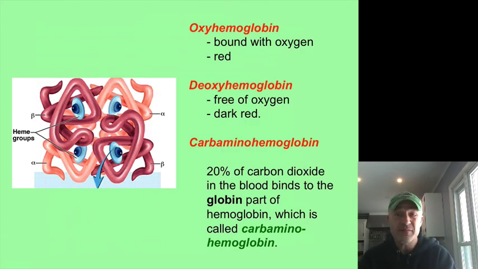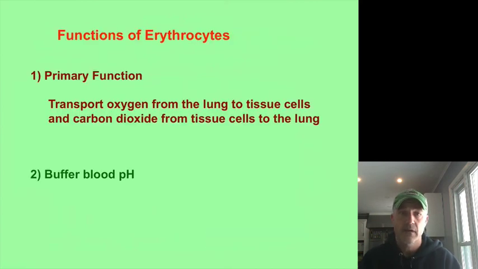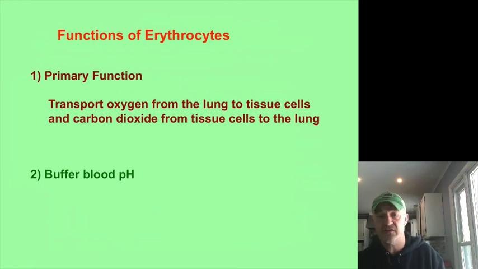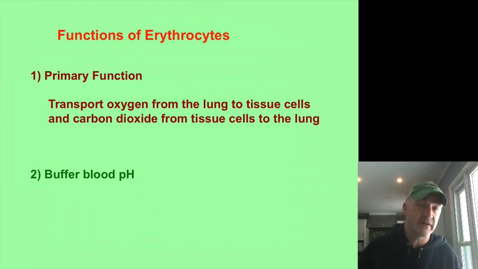We do give some different names to the hemoglobin depending on what's bound to it. You have oxyhemoglobin when it's bound to oxygen, deoxyhemoglobin when it's free of oxygen. And if we have carbon dioxide bound to the globin portion, we call it carbaminohemoglobin, which I just think is fun to say. Really, the function of the erythrocytes is to transport this oxygen to the tissues, pick up carbon dioxide, and take this back. So those are the main things here.